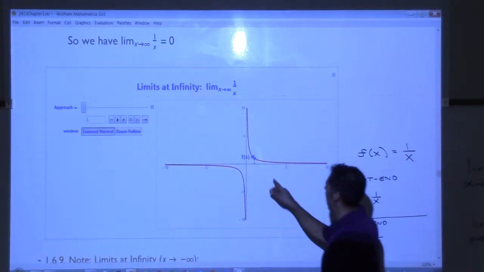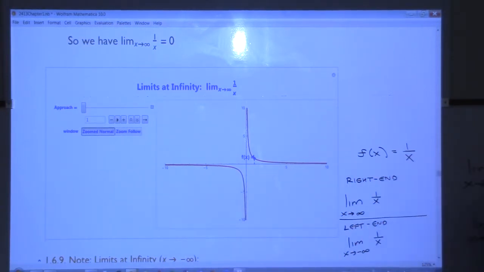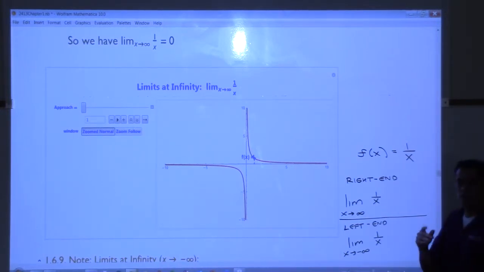What happens to this function as we head out to the right? Danielle? Oh, she's not here. Okay. James? Where's James? Sorry, I lost your stick here. Hold on, I lost your stick. Okay, well, if you come up again, where are you?